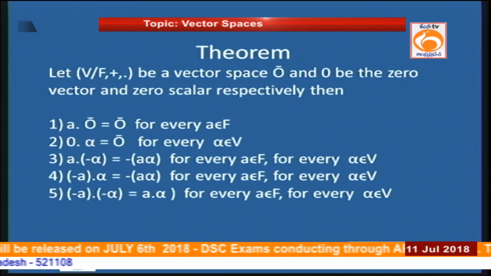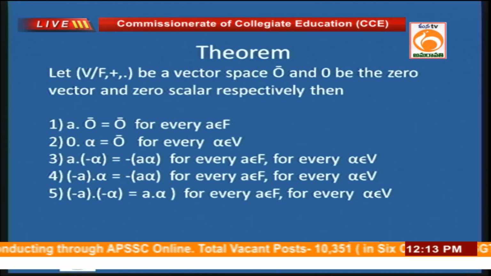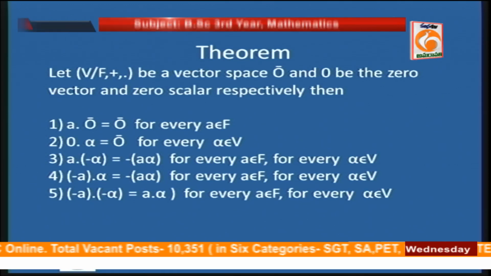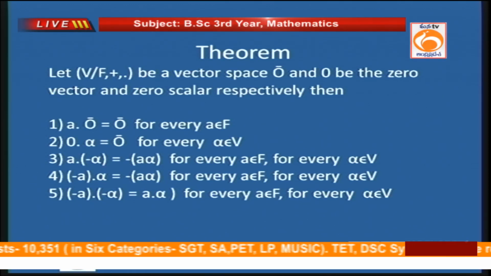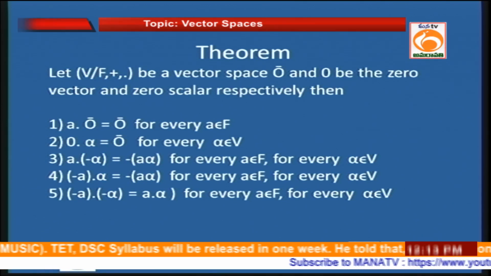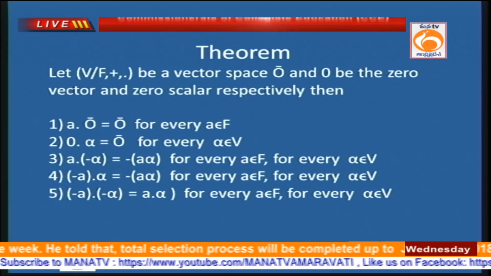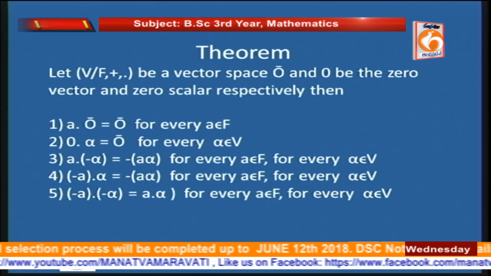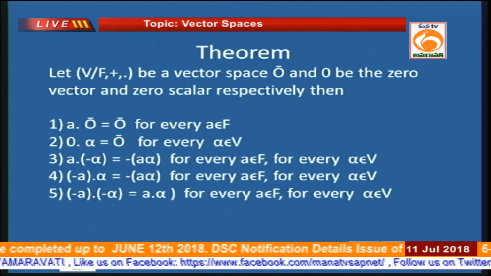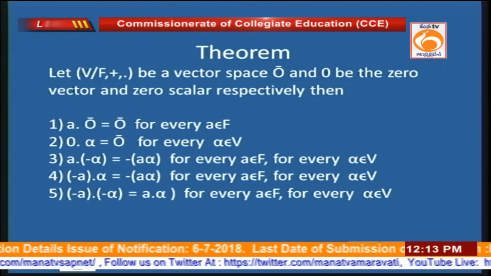If you have studied this type of theorem already in ring theory, the fifth paper, it looks similar. So, what is the statement of this theorem? Let V over F, plus, dot, be a vector space, and let 0 bar and 0 be the zero vector and zero scalar, as we just mentioned, respectively. Then the first result is A dot 0 bar is 0 bar for every A belonging to F.